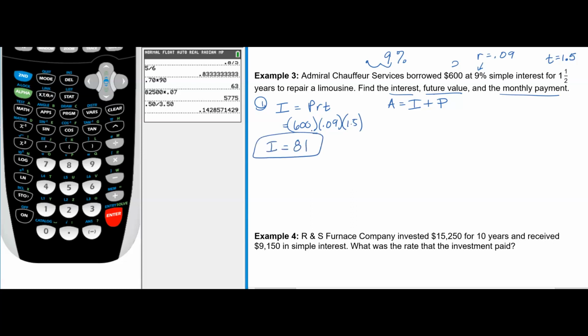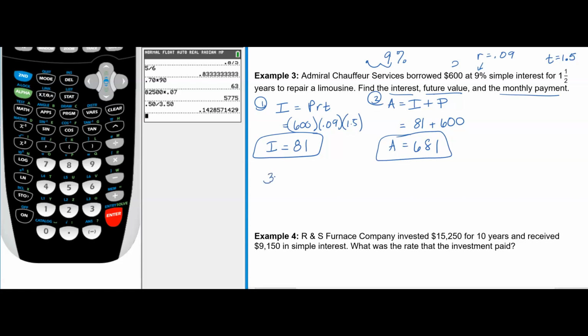Okay, so that's the first part. Now, part 2, I'm going to find the future value. So I'm going to take my interest, $81, and I'm going to add it to my principal. So I get $681. That's my future value. That's what I end up having to pay back. So I borrow $600, or this chauffeur service does, and I end up having to pay back $681.